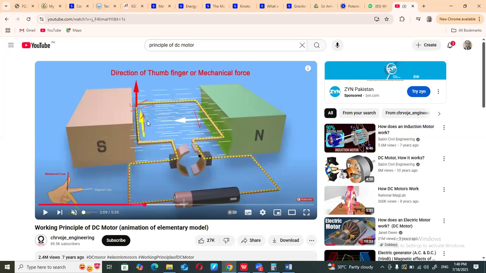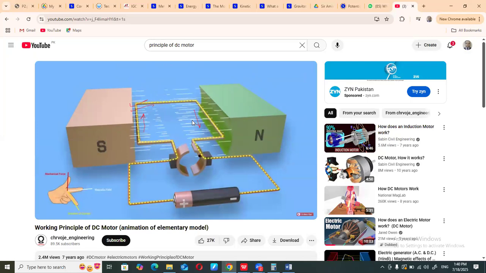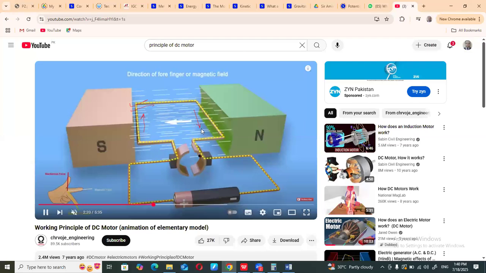The north is A, and the current direction is technically downward. So if you take this one, for example, the direction of current is downward, so the direction of force is upward. If the north pole is there and the south pole is there, if you apply that rule, you will see the direction of the force is upward. When the current comes here, it comes in the downward direction, and if you apply the rule here, you will see that the direction of the applied force is downward as well.